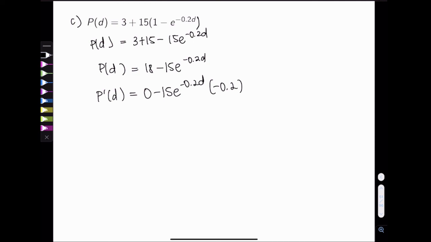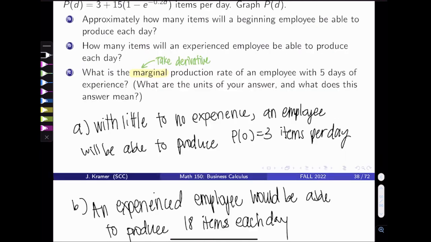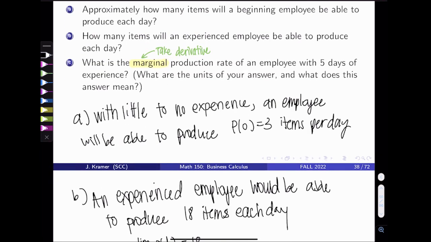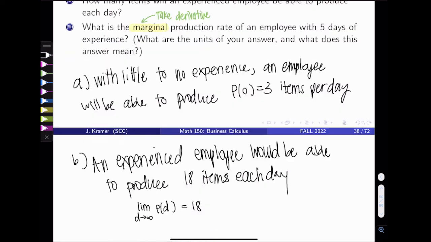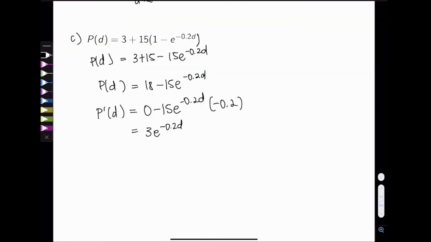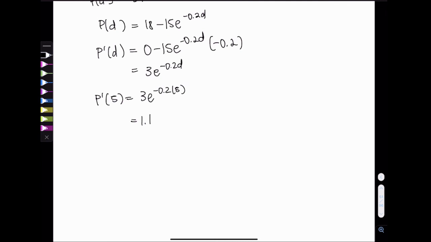So although you can't take the derivative of this yet, there will be applications for this section where you can take the derivative in your homework. So the production rate after D days is 3 times e to the negative 0.2D, and we're asked what is the production rate of an employee that has 5 days of experience. So we'll evaluate this derivative at 5. This would be the items per day.